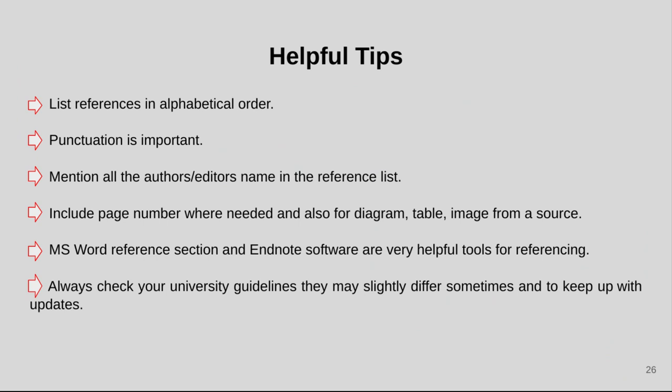Helpful tips. List references in alphabetical order. Punctuation is important. Mention all the authors' and editors' names in the reference list. Include page numbers where needed, and also for a diagram, table or image from a source. The MS Word reference section and EndNote software are very helpful tools for referencing. Always check your university guidelines, as they may slightly differ sometimes, and to keep up with updates.